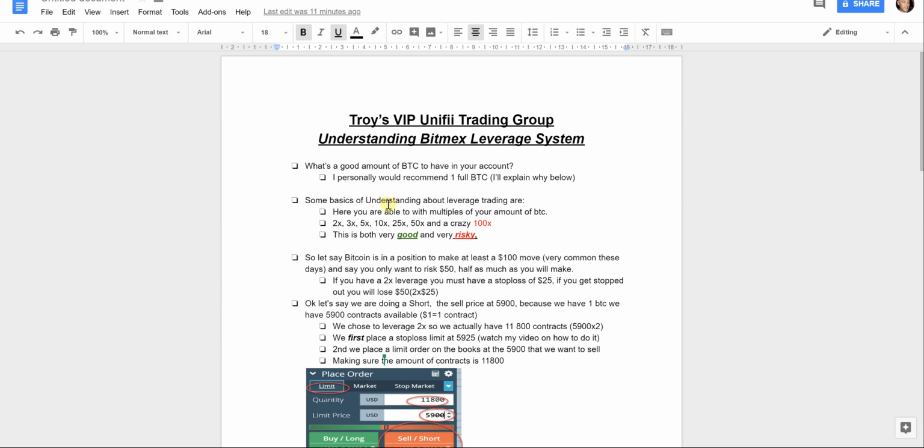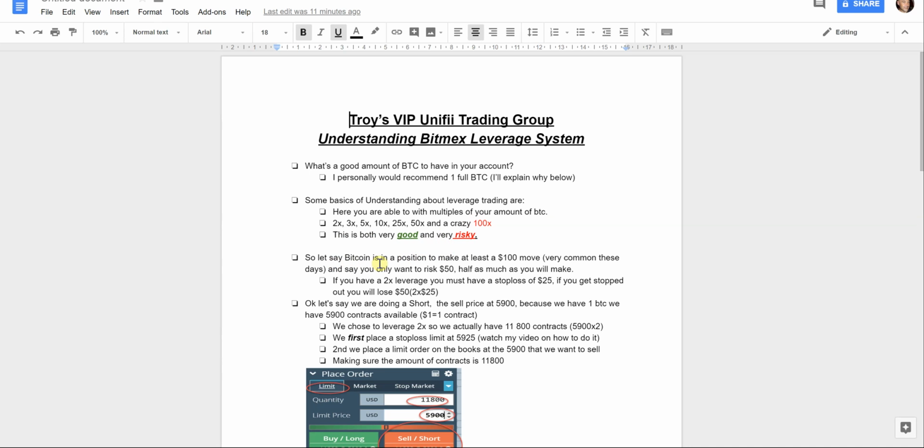Some basic understandings of leverage: you are able to trade with multiples of your BTC. Anywhere from 2 times, 3 times, 5 times, 10 times, 25 times, and yeah, the crazy 100 times. I never recommend this. There are, I guess, moments in the market when you can do it, but that's for advanced. Let's not do it. So this leverage is very good and very risky at the same time.